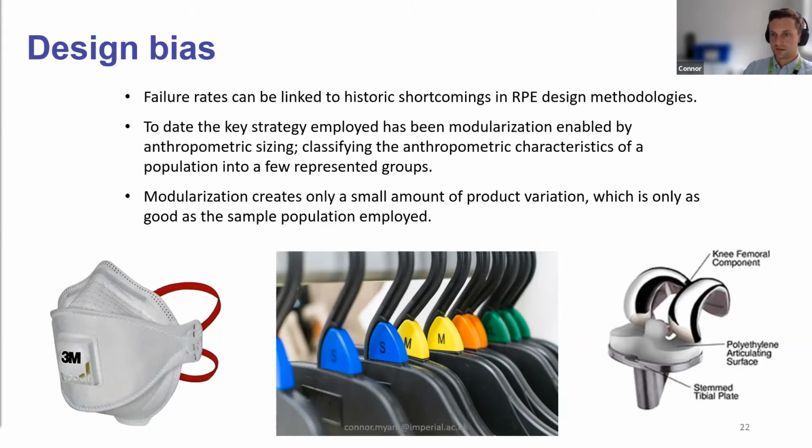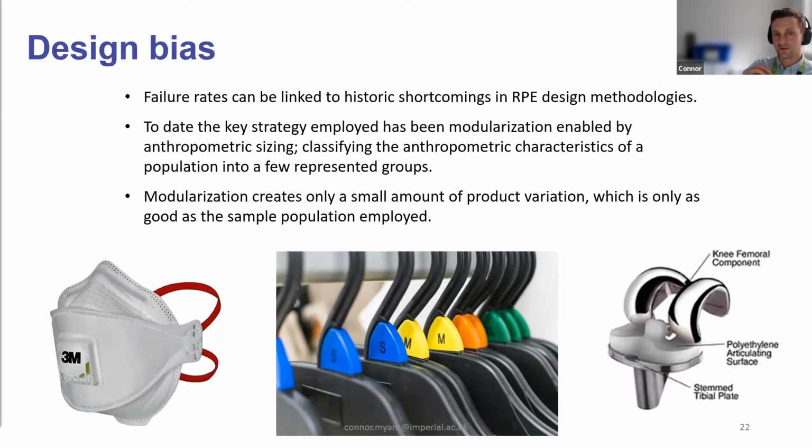And we do this by something called anthropometric sizing. So this is classifying anthropometric characteristics of a population into a few represented groups, and the represented groups being the sizes. And anthropometric just means dimensions taken from the human body. So what we're finding is that modularization creates only a small amount of product variation.